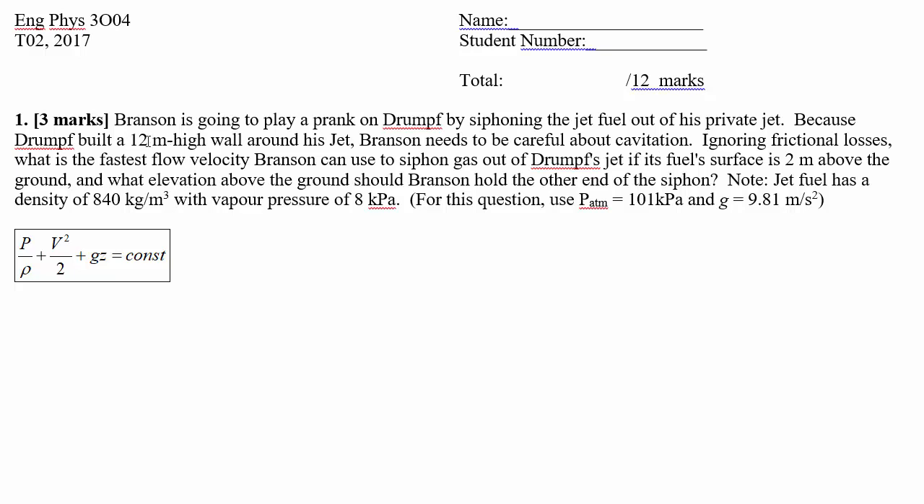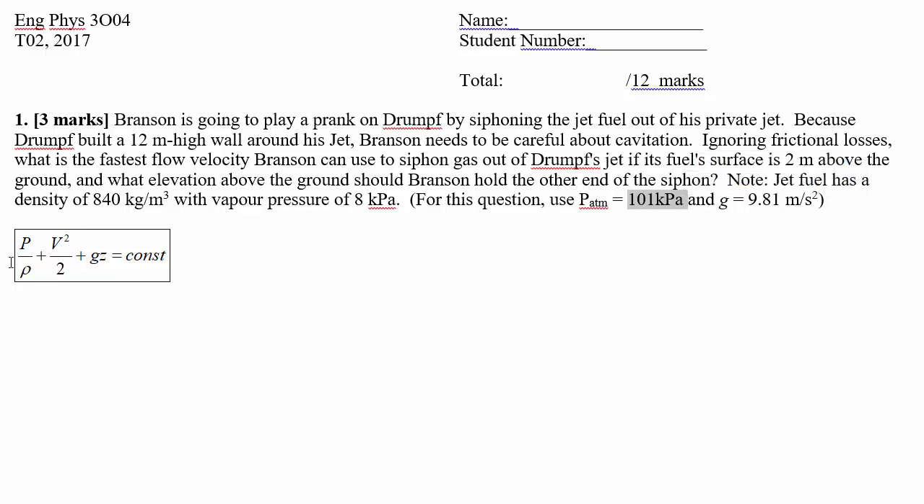That's going to be the lowest pressure point because we will have had a change in Z moving up. If we've raised Z, then the pressure must be lower if the velocity is constant all the way along the siphon. So that's why we're going to have to be careful about too low of a pressure at the top compared to atmospheric pressure. So atmospheric pressure is 101 kilopascals.